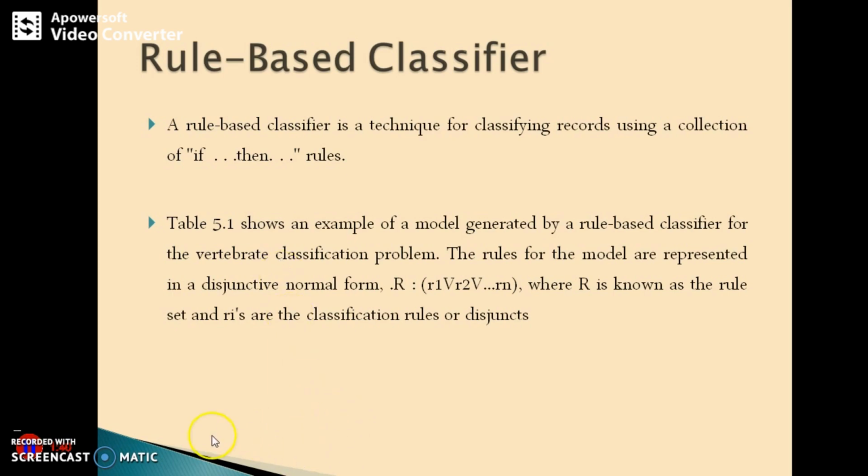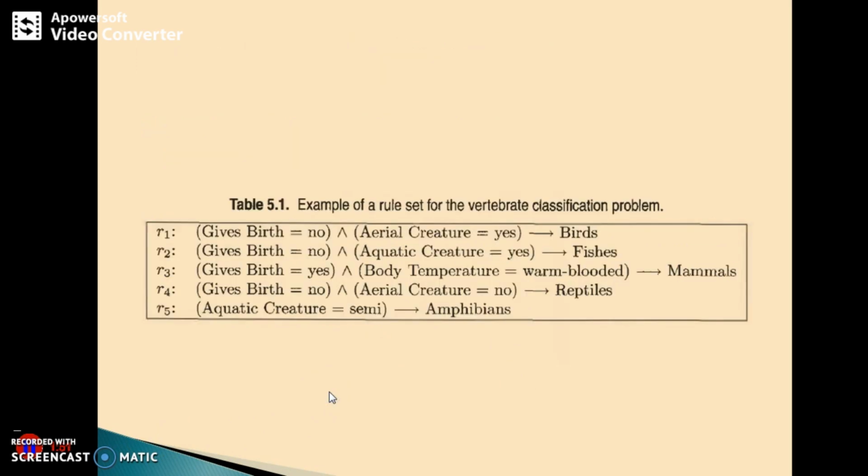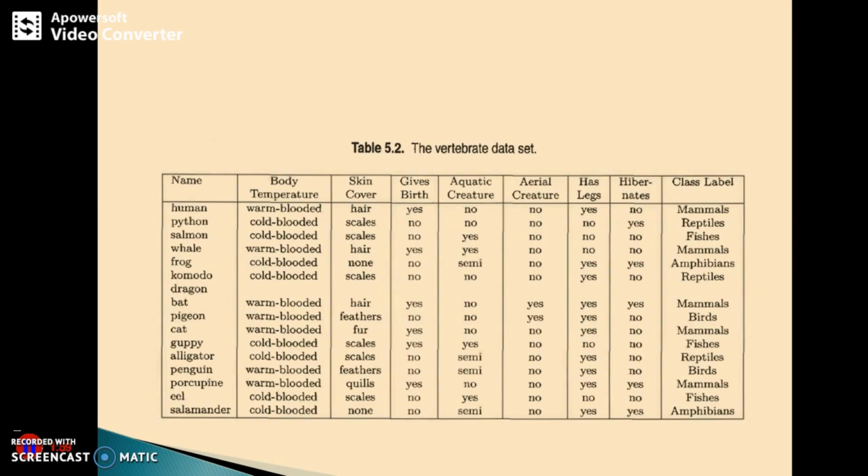We'll take an example and then we'll see what a rule is. Here are examples of a few rules. How did we write these rules? For that, we'll just see the data set. I guess I had shown this particular data set. We call this the vertebrate data set. You can see several records here.